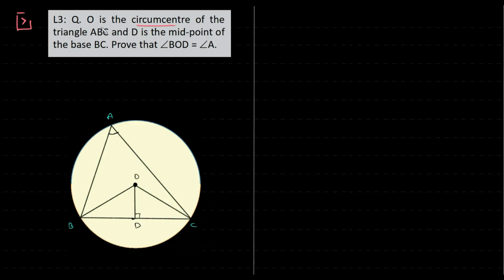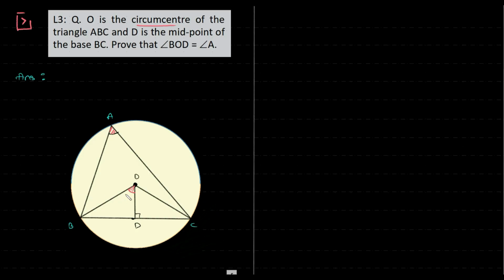So what is it that we are looking at? O is the circumcenter of the triangle ABC and D is the midpoint of the base BC. Prove that angle BOD, this particular angle, is equal to angle A. Right, how will we do this? See, angle A and angle BOD are related to what angle? What is the common angle that it's related to? If you guys answer that, you are pretty much done.